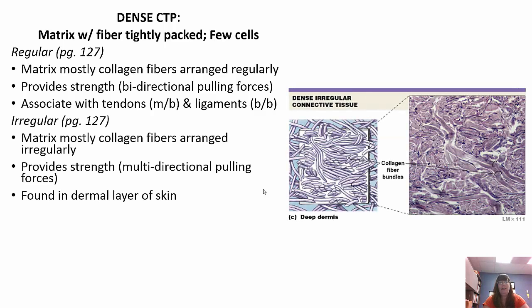Irregular connective tissue, again, collagen fibers, except they're arranged irregularly. They're kind of all over the place. Kind of looks more like a steak or something. This provides strength in multi-directional pulling forces.